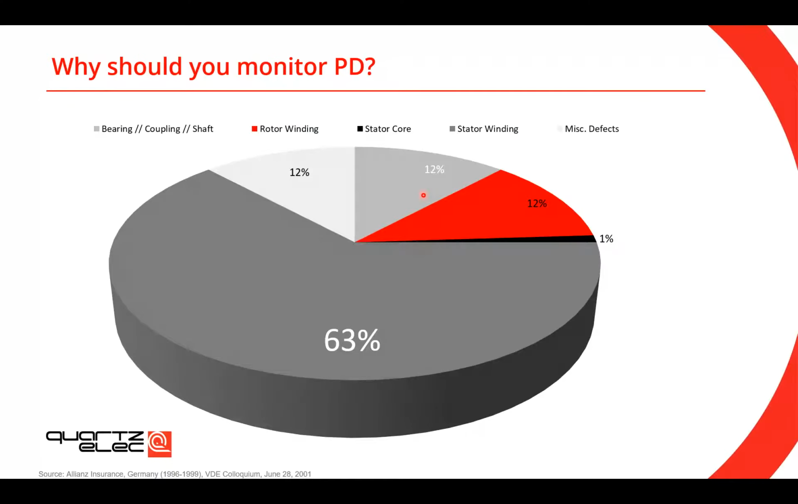And the last slide for today, gentlemen and ladies. Why should you monitor PD? Well, out of all monitoring systems available, including your thermometers or vibration, we can say, based on the insurance data provided to us, that more than 60% of generator breakdowns come from breakdown of the stator winding. So if I was to choose only one monitoring equipment, it would be online partial discharge.